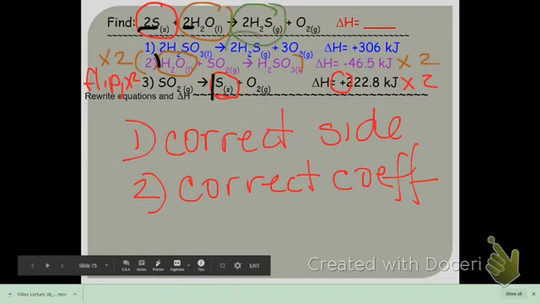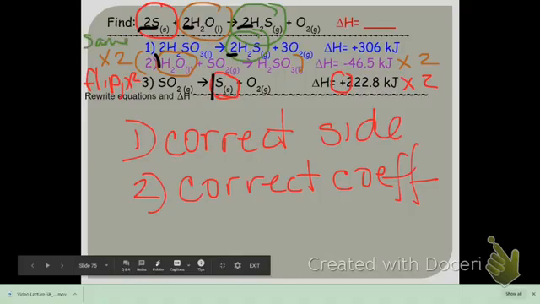And I only find it once here. Is it on the correct side? They are both product sides. Yes. Does it have the correct coefficient? Yes, because there is a 2 in the final and there's a 2 in that available. So this one I'm going to leave the same.